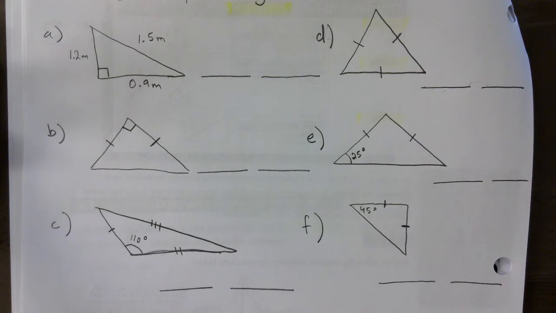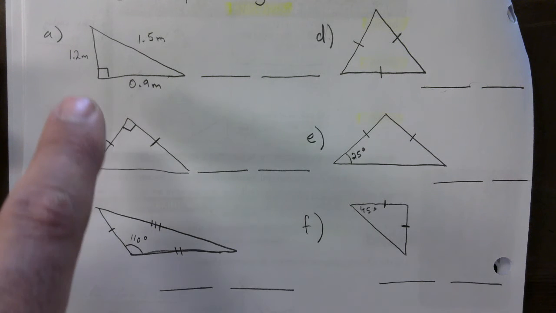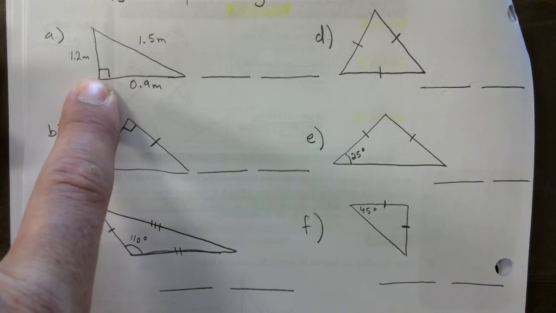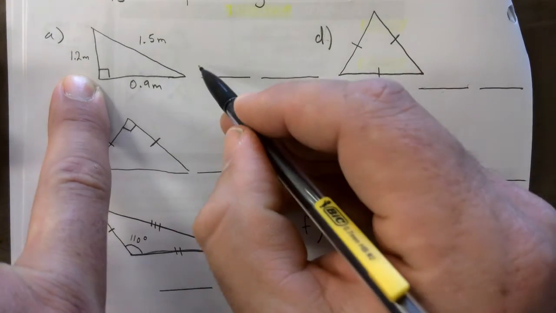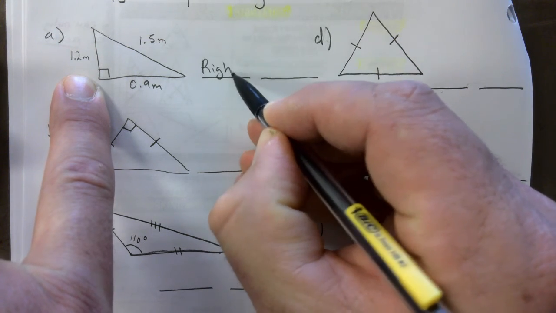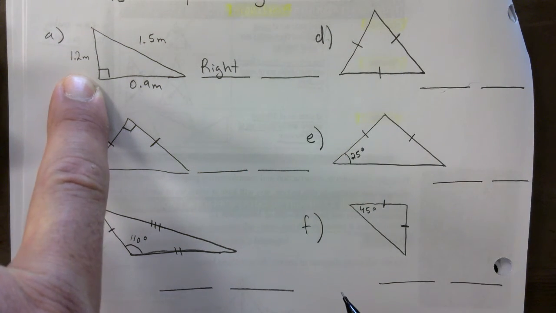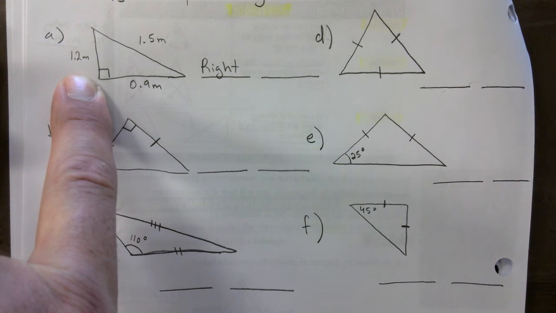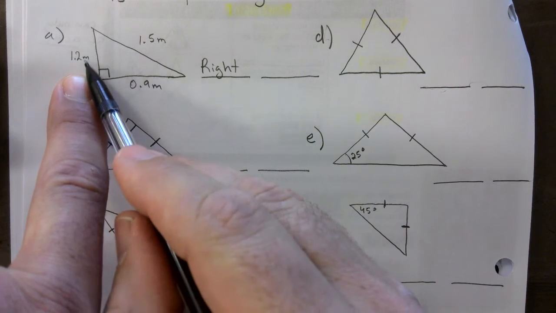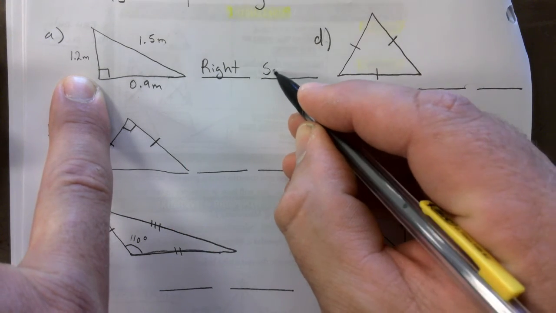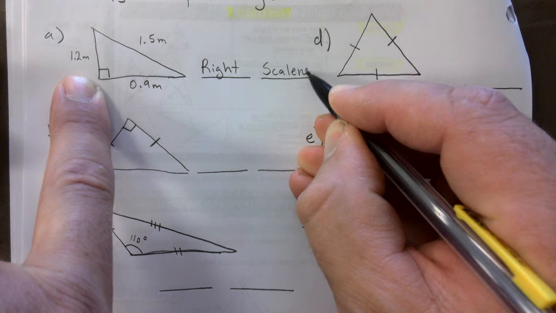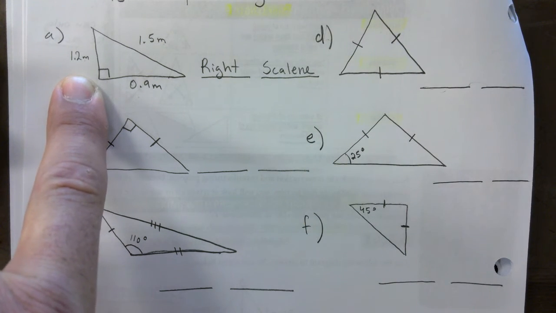You copied them. I will go through it because I don't have a whole lot of time here. But this one, the first one, because you see the 90, this is definitely going to be a right something, right? So by angle measure, it's a 90. By side length, all sides are different, right? So what name is that? It's a scalene. A right scalene triangle.